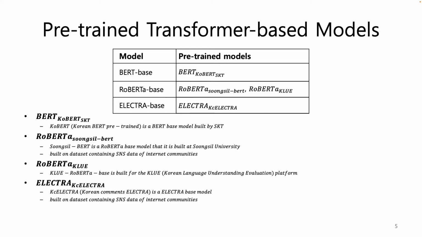In order to proceed with transformer-based deep learning models, pre-trained language models including BERT, RoBERTa, and ELECTRA are used as base models. The table shows the pre-trained models that have been trained for each model. Specifically, we used 4 different pre-trained models. First, KoBERT is a BERT-based model built by SKT. Second, Sungju BERT is a RoBERTa-based model built at Sungju University. Third, KLUE RoBERTa is also a RoBERTa-based model built for the Korean Language Understanding Evaluation platform. And lastly, KcELECTRA, which stands for Korean Comments ELECTRA, is an ELECTRA-based model. You can notice that Sungju BERT and KcELECTRA are pre-trained using a corpus reflecting real-world characteristics.